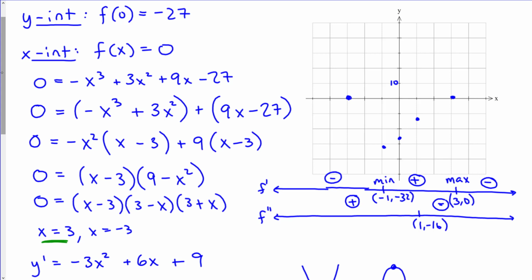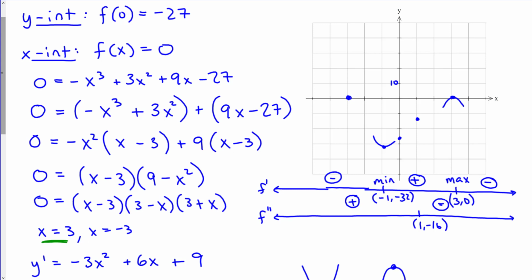And let's see. This value here was a minimum, so the graph has to come through and make a minimum. This point was a maximum, so it's got to look like that locally.